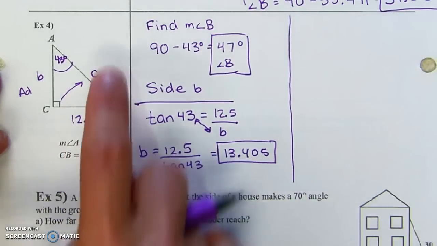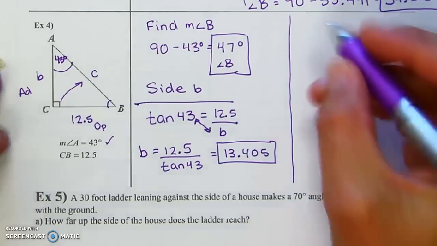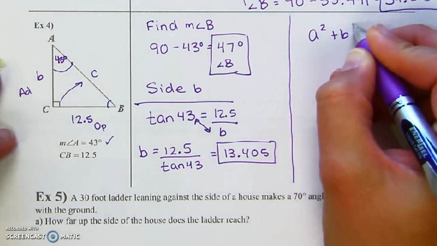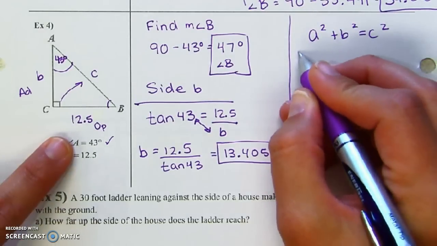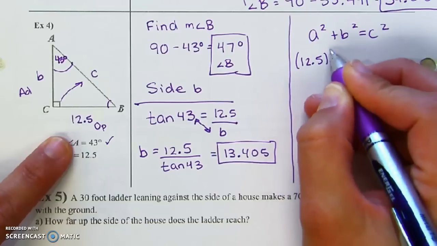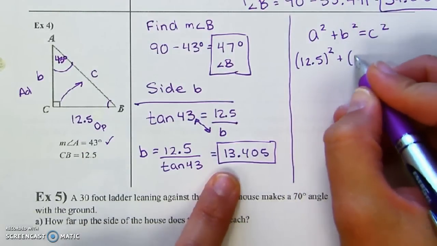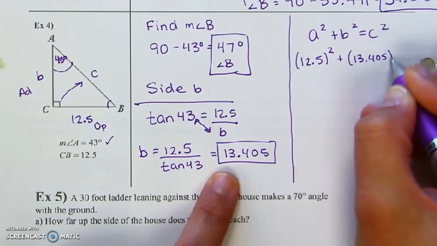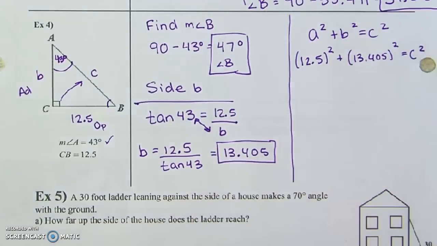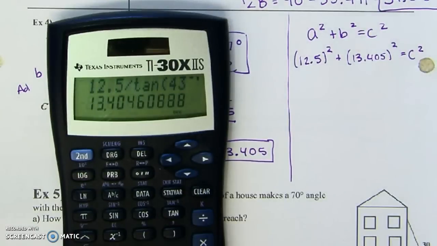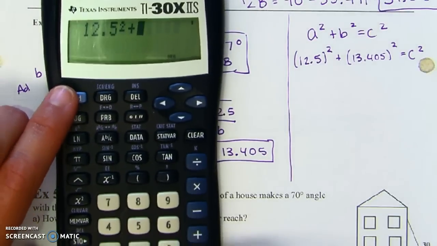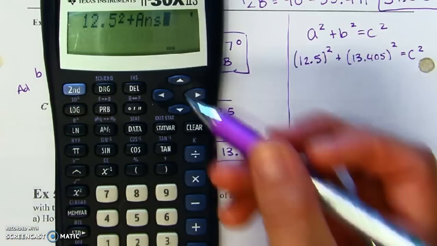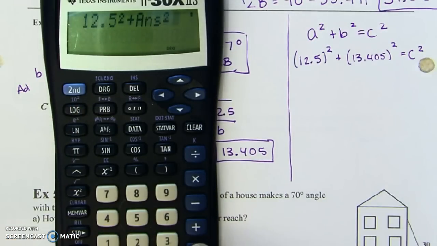Side C. Do we need trig for C, or we can use the Pythagorean theorem? So A squared plus B squared equals C squared. A was 12.5. B is what we just found. And that's going to equal C squared. Here we go. 12.5 squared plus, you remember my little trick? Do second negative. That takes my previous answer, and I'm going to square that.